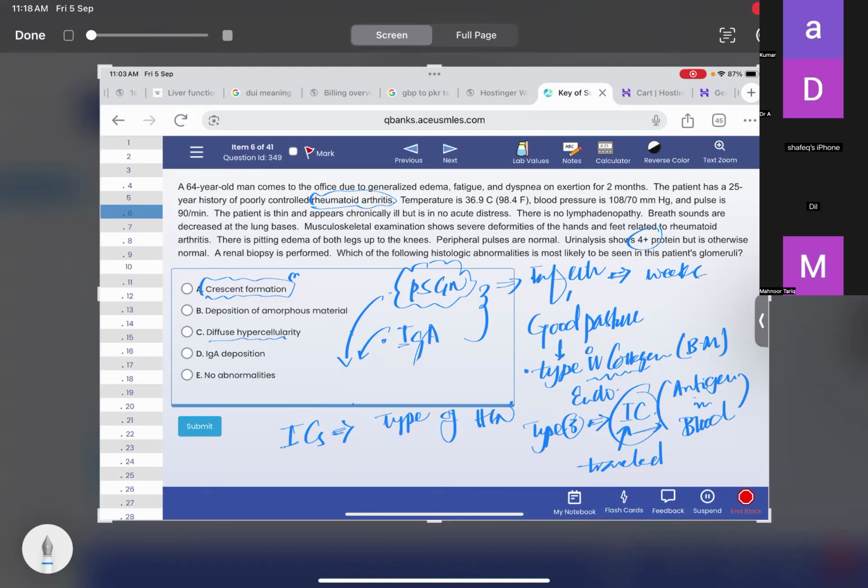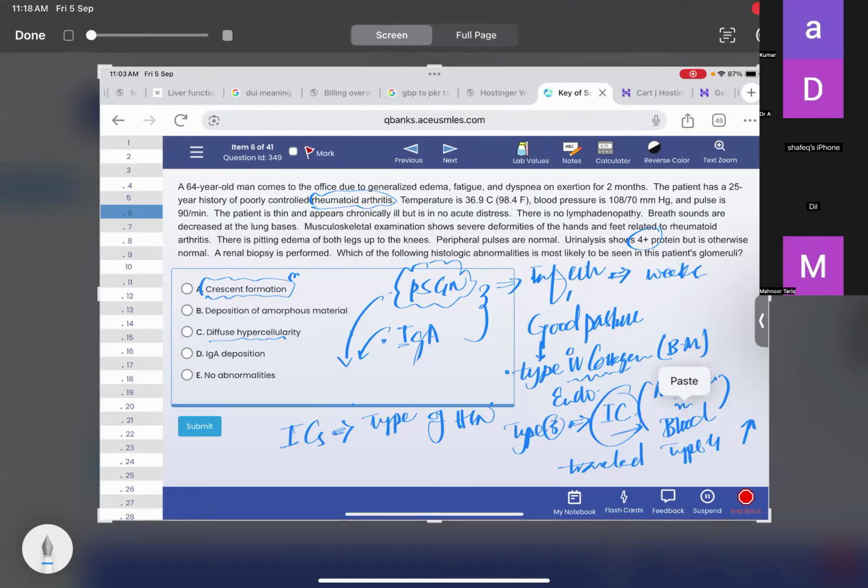And what is type 4? Delayed type hypersensitivity, and it is because of cell mediated immunity, right? I am discussing all these because we have immune complexes forming in post-streptococcal and IgA nephropathy.